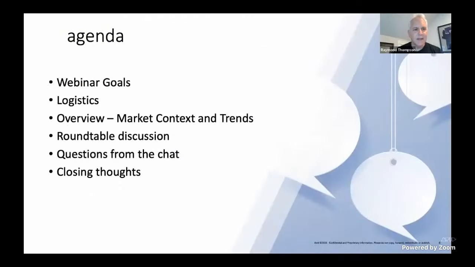Next slide. So here's our agenda. We have our goals, which we just went through, and the logistics. We're going to do an overview from Tom Coughlin, who's going to talk about context and trends. Then we'll do a little roundtable discussion between Tom, Ed, and myself, and then we'll get to the questions from the chats, and then we'll finish it up with some closing thoughts.